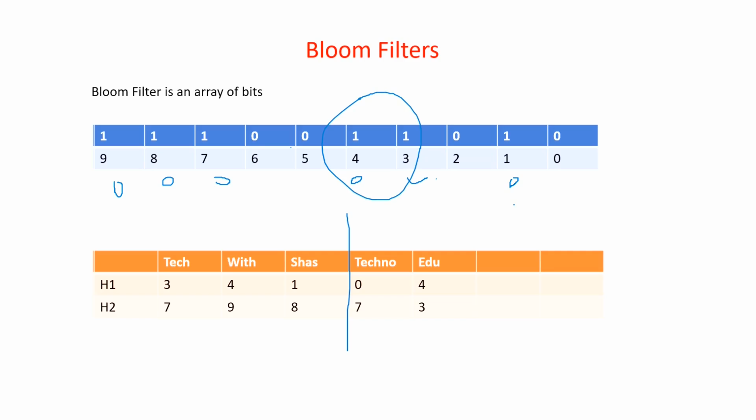So it means that edu was searched before, but that's not the case, right? Till now we have just searched these four strings. Edu was never searched, but the Bloom filter is saying that no, edu was searched before. So it is the case of a false positive.